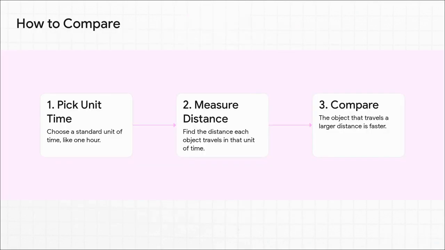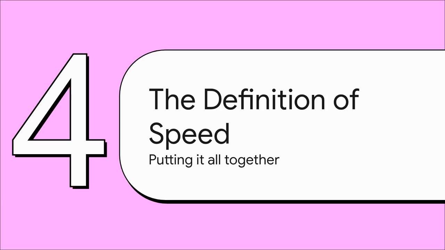This gives us a super simple 3-step method. First, you just pick your unit of time, let's say 1 hour. Second, you figure out the distance each of those buses covered in that one single hour. And third, you just compare. The bus that covered more distance in that hour is, by definition, the faster one. Easy! So with this whole idea of a common yardstick, this unit time, we now have all the pieces we need to build the official scientific definition of speed.